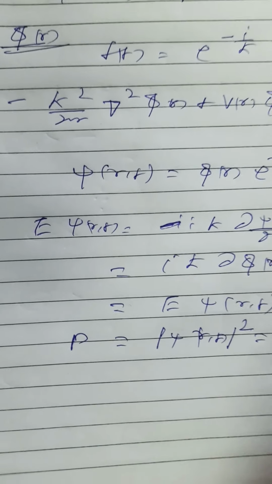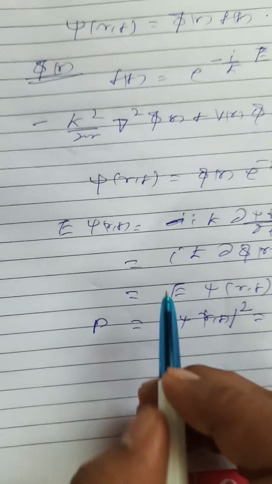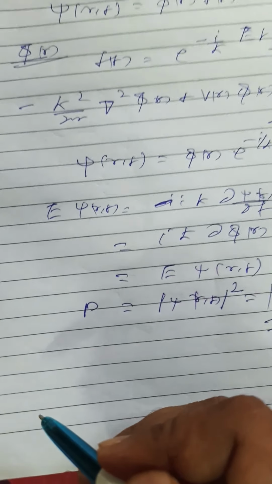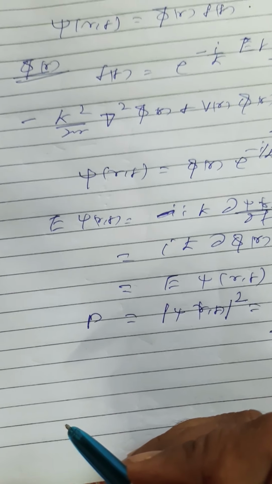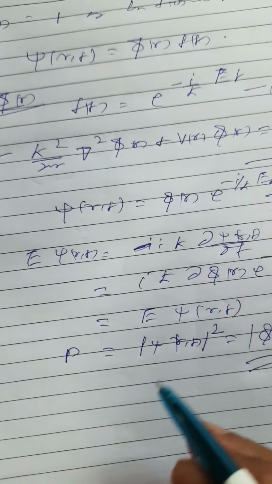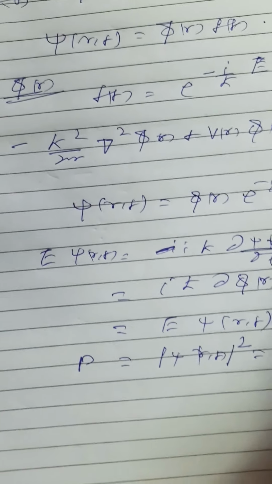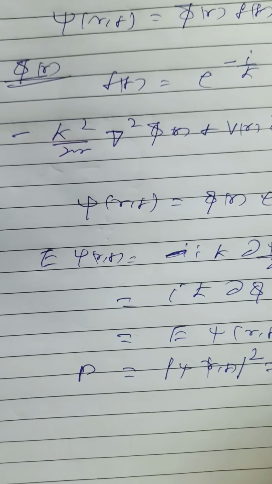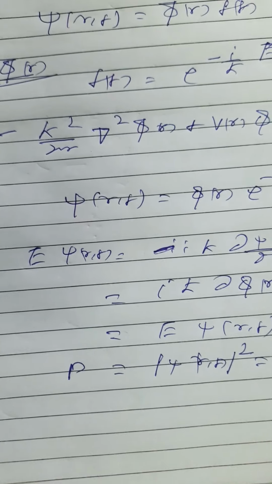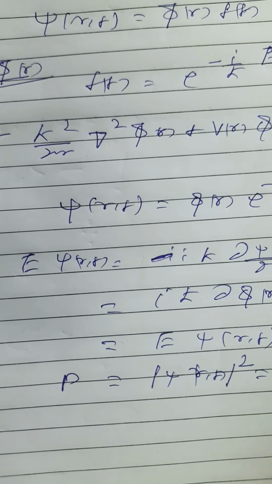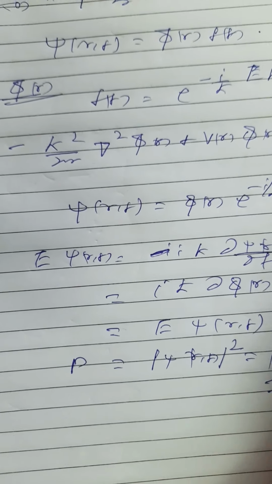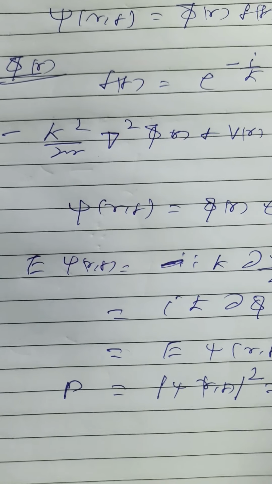For this very reason, a wave function of the form ψ(r,t) = φ(r) e^(−(i/ħ) E t), which we have already shown earlier as equation number 7, is said to represent a stationary state, or a system described by this particular wave function can be said to represent a stationary state.